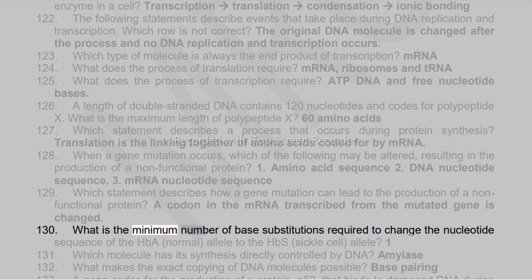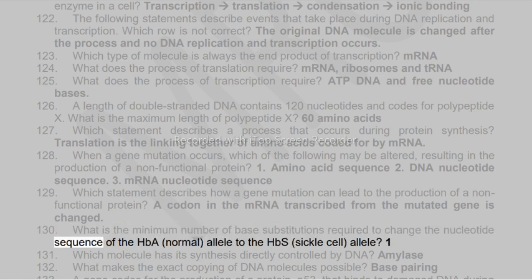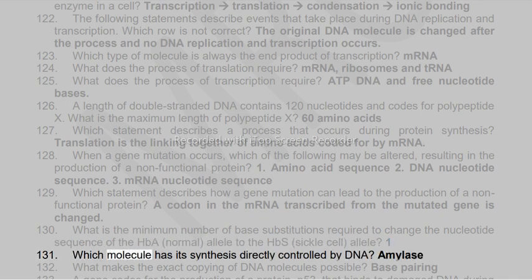130. What is the minimum number of base substitutions required to change the nucleotide sequence of the HbA, normal, allele to the HbS, sickle cell, allele? 1. 131. Which molecule has its synthesis directly controlled by DNA? Amylase.